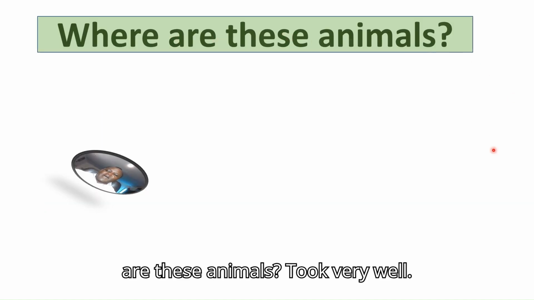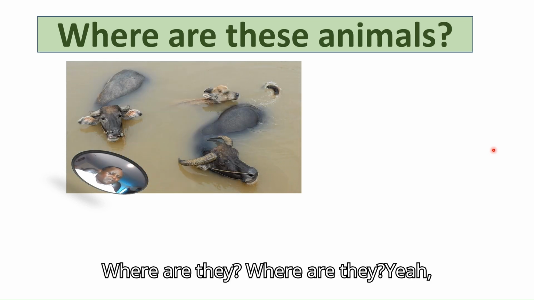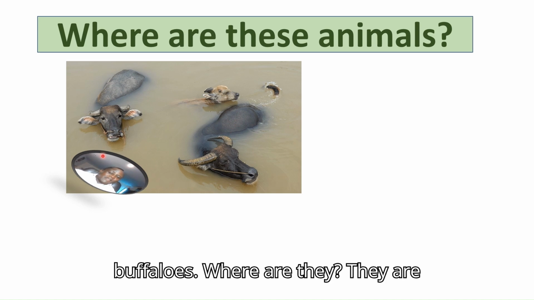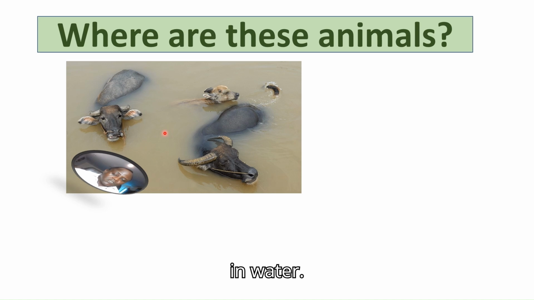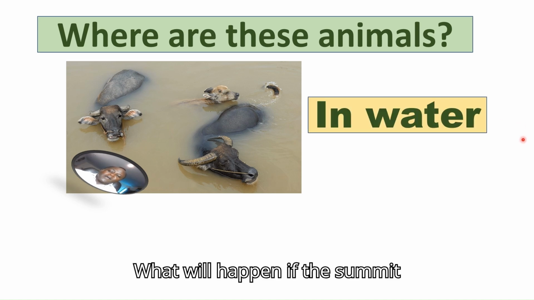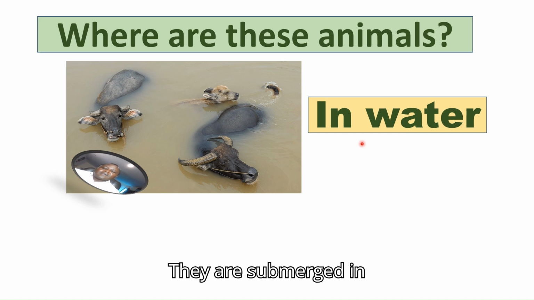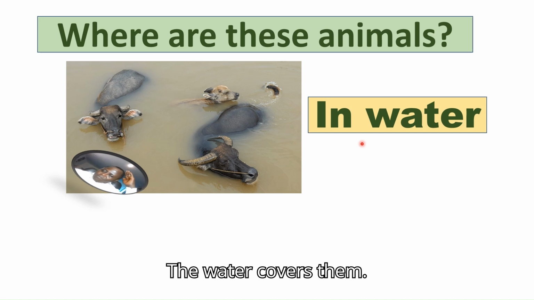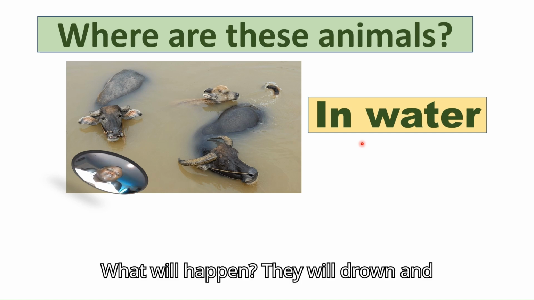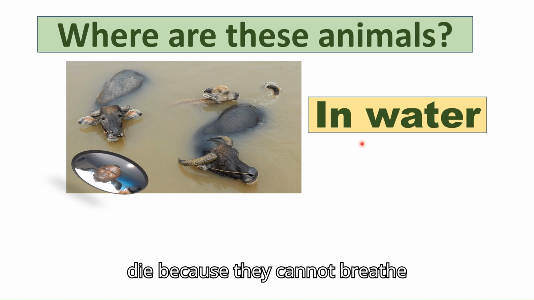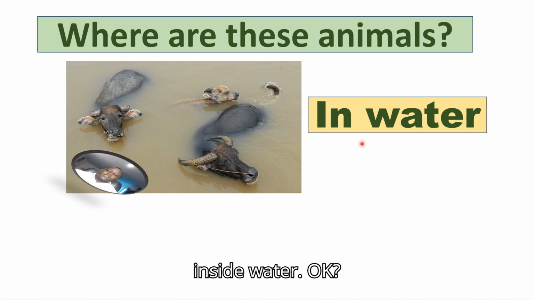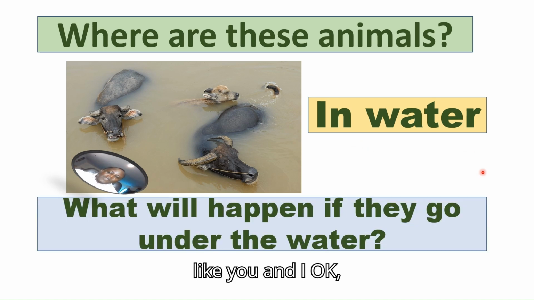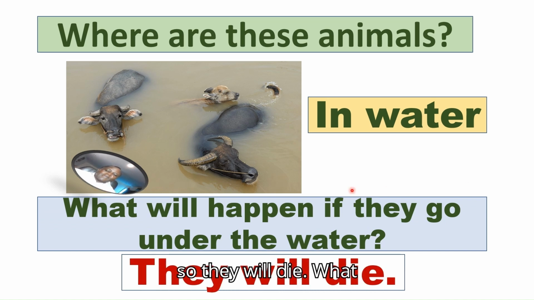Where are these animals? Look very well. Where are they? Yeah, they're buffaloes. Where are they? They are in water. What will happen if they submerge? They are submerged in water, which means they cannot come up. The water covers them. What will happen? They will drown and die because they cannot breathe inside water. Okay? They cannot breathe inside water, just like you and I. So they will die.